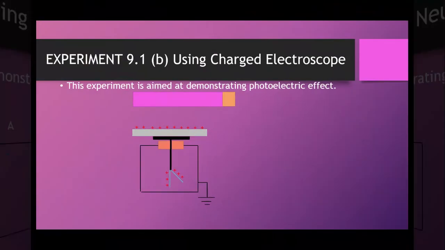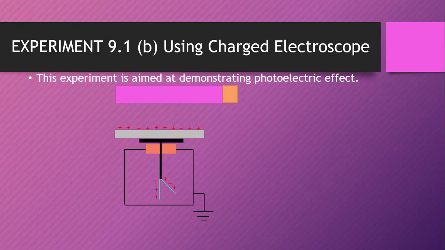Let us get to the second part of our experiment, in which we are now going to use a charged electroscope to understand what the photoelectric effect is. Here with us, we have various components that we need to get acquainted with. So in this experiment, we are still demonstrating the photoelectric effect, and with us, we have a gold leaf electroscope, an ultraviolet lamp, and we also have a zinc plate. So here is the lamp, the ultraviolet lamp.